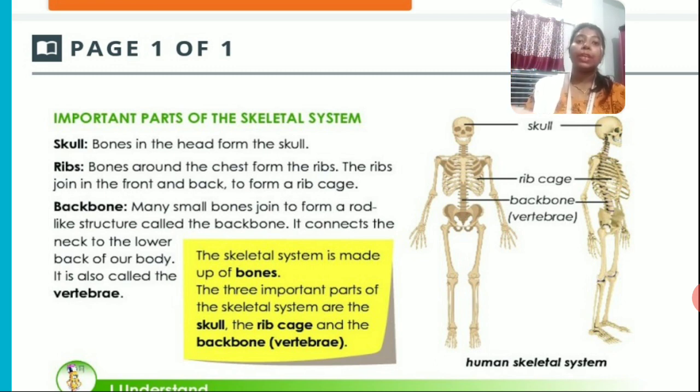Clear? Second, we have learned about the ribs. The ribs are the bones present in our chest, and these ribs are in the form of a cage, as you can see in the picture. Clear? And the last one was the backbone. The backbone means the long bone which we have in our back. So what was the other name of the backbone, children? We have learned the other name of backbone was vertebrae, isn't it?